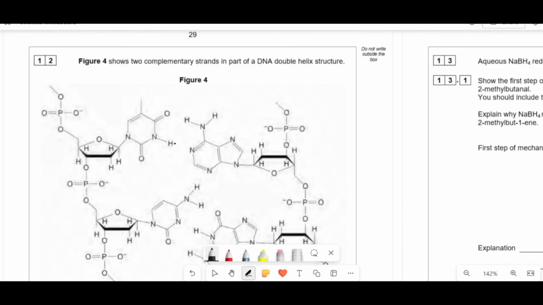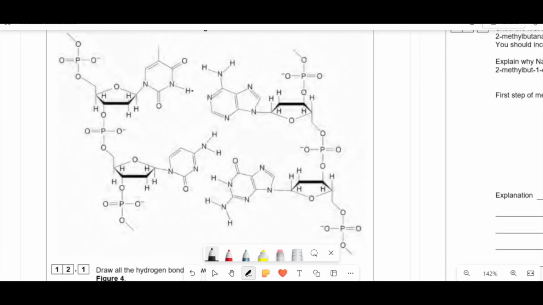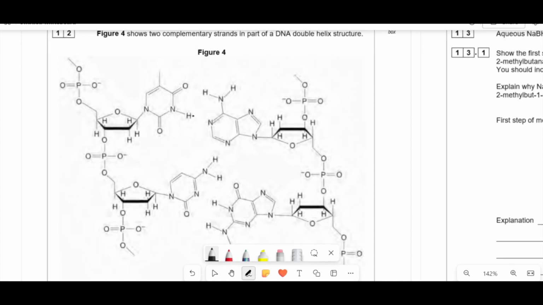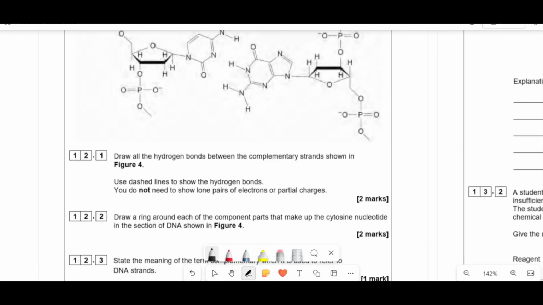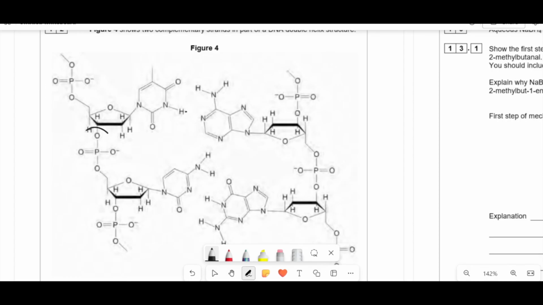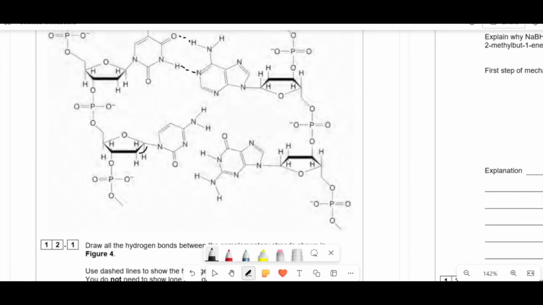So figure 4 shows two complementary strands in a part of DNA. So what you need to do is look for where the DNA is, unlike the nucleotide bases, because we're being asked to draw the hydrogen bonds, right? So phosphate, phosphate, phosphate, sugar, sugar, nitrogenous base, nitrogenous base. So we need to draw the hydrogen bonds between them. You look at the data sheet and you can figure them out there as well. So here we've got there and there, right? So we've got an adenine and thymine base pair here. And then here, there's going to be 1, 2, 3 like this. So we've got a cytosine and guanine here as well. There you go.